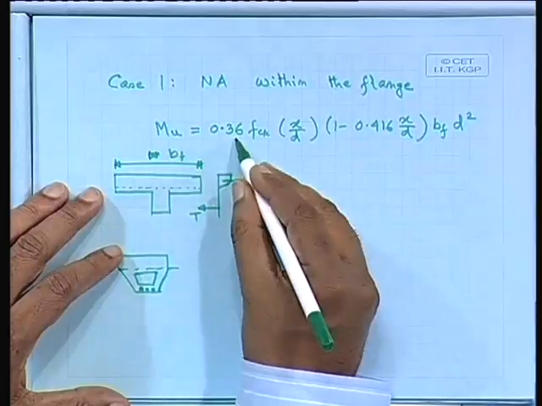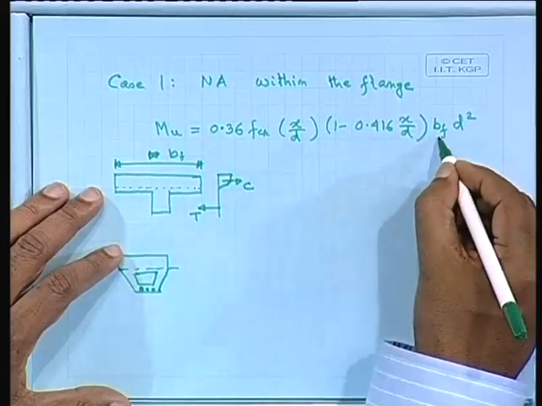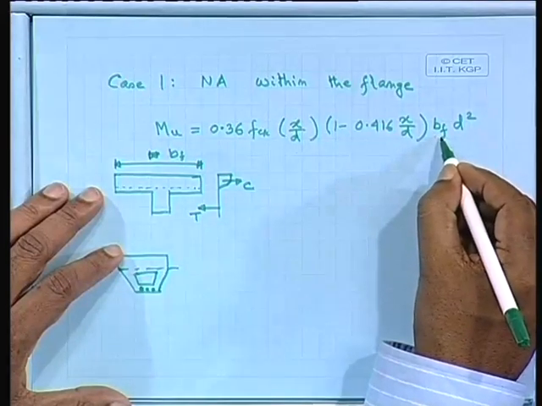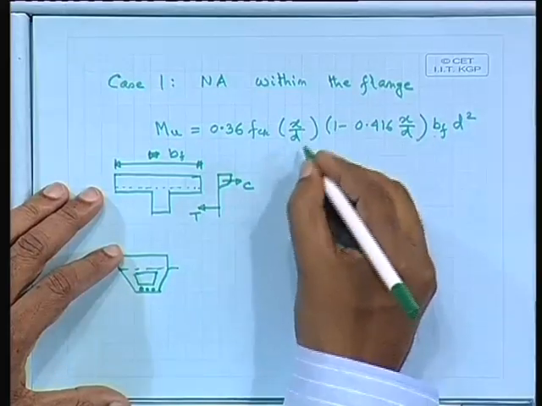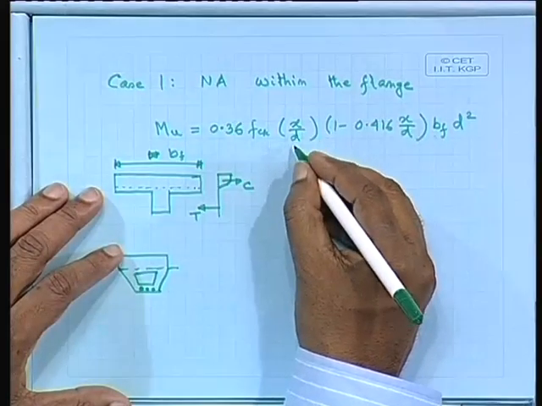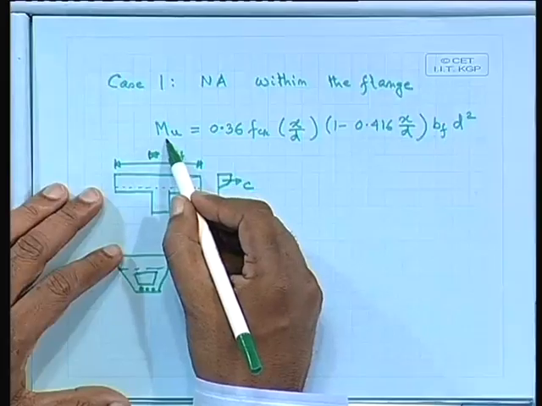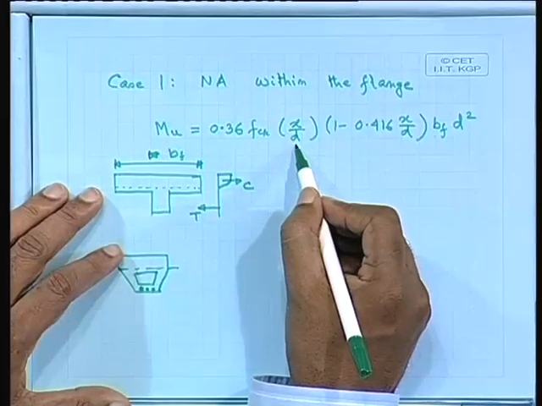Now Mu equal to 0.36, the same formula, only thing changed is that instead of having just b, we are getting bf. So from here we can get x by d the same way. If we know the Mu, we can find out x by d.